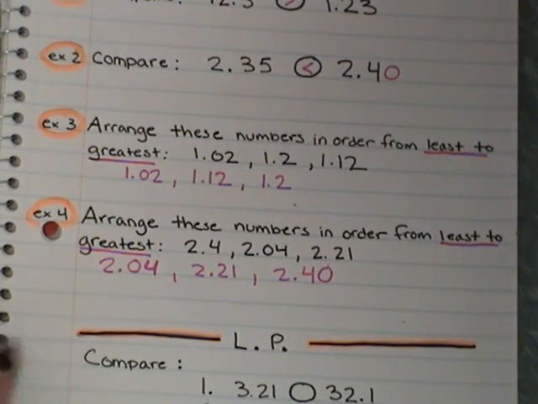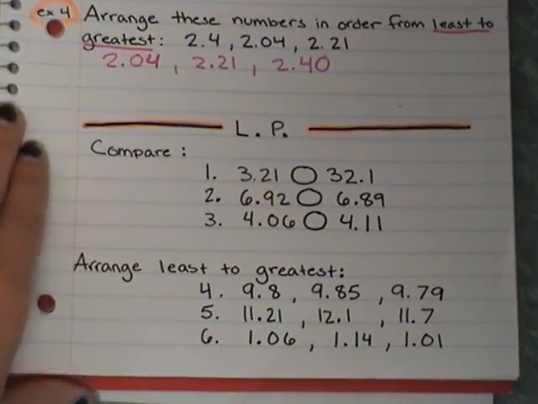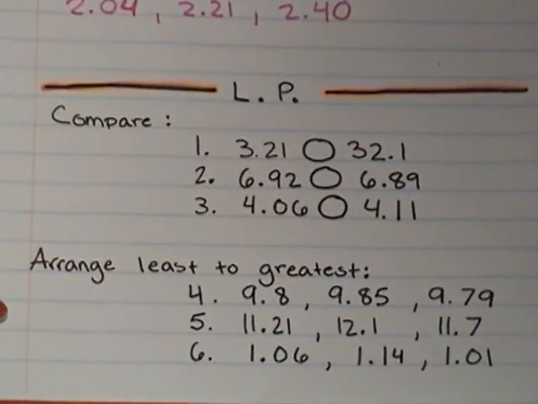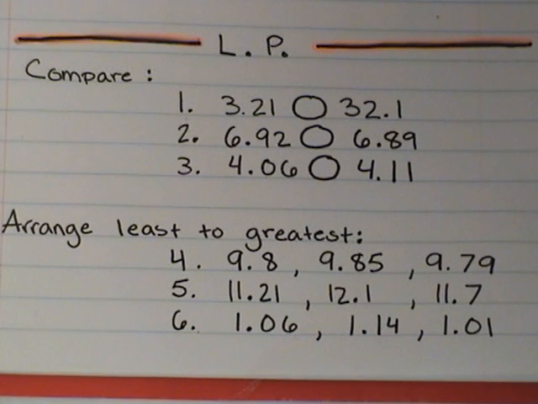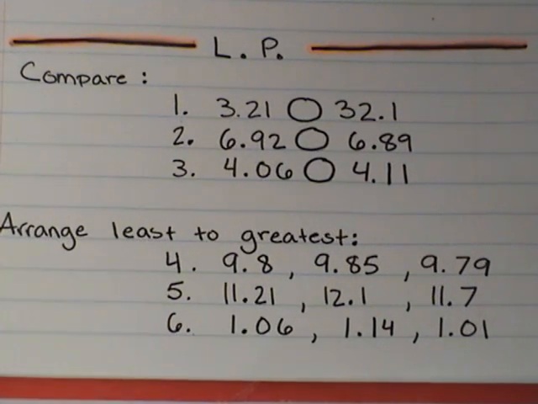All right, and for your lesson practice today is exactly what we did, okay? So you have to compare, and these are your two numbers. All right, compare. And then you have to arrange least to greatest. So if you want to pause your video and write them down, and we will check them again tomorrow.